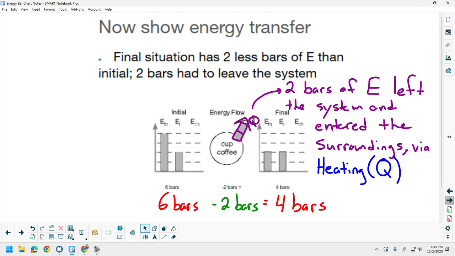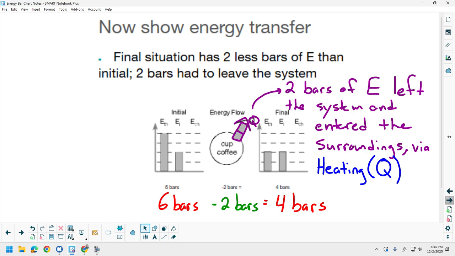So finally, we've gone from the initial condition where we have 4 bars of thermal, 2 bars of interaction. That was 6 bars of total energy in that cup of hot coffee. Over time, though, the temperature went down. So we showed that by going down to 2 bars of thermal energy and then still 2 bars of interaction energy. So we have 4 bars at the end. That means that our cup of hot coffee lost 2 bars worth of energy.